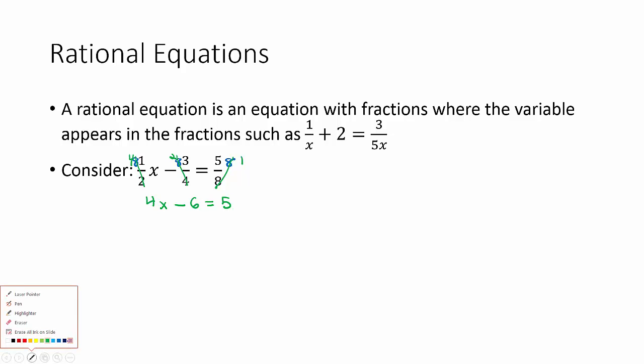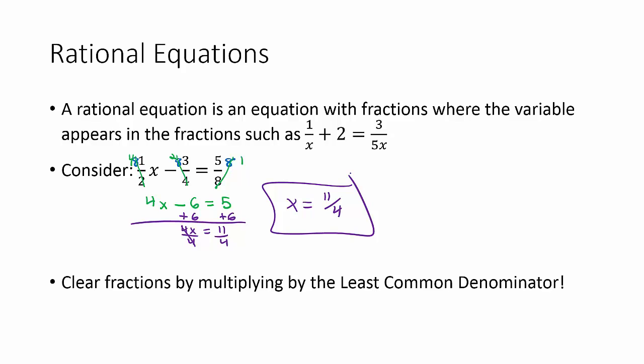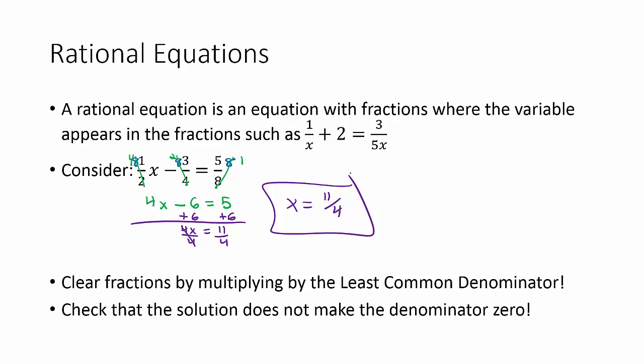This equation with no fractions is much easier to solve. We just add 6, 4x equals 11, and divide by 4 to get our answer that x equals 11/4. That's much easier than dealing with the fractions. And the way we avoided the fractions is we cleared them out by multiplying by the least common denominator. And we'll do the same thing with the rational functions.